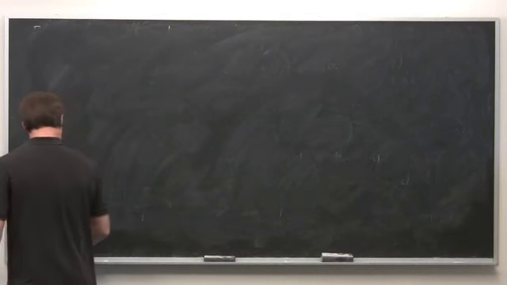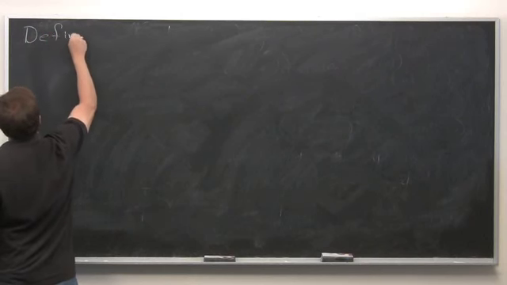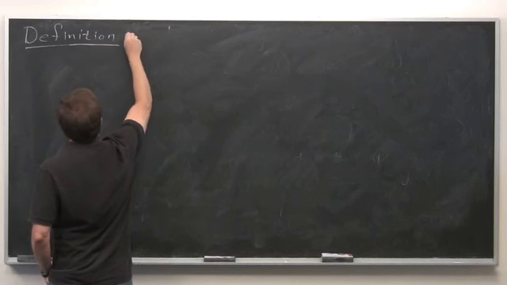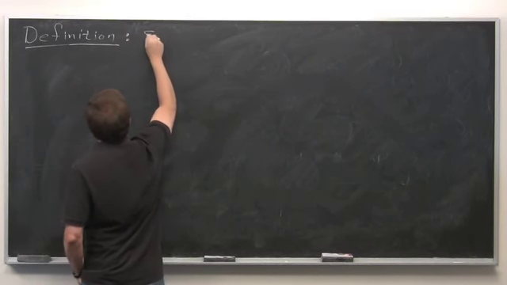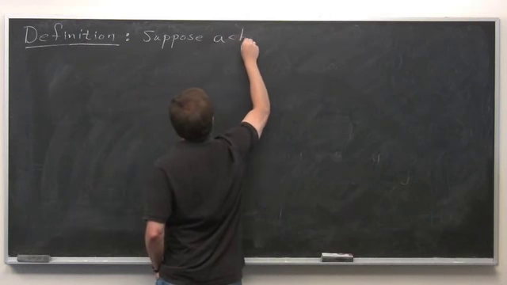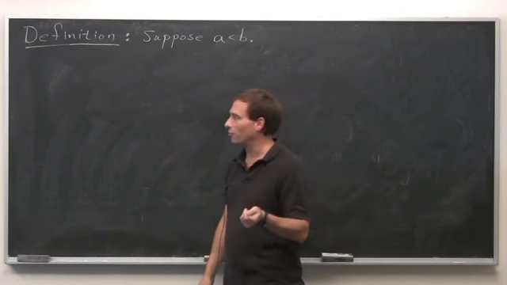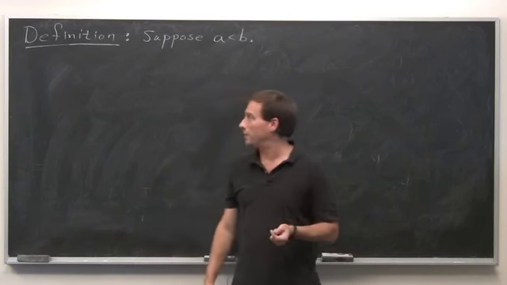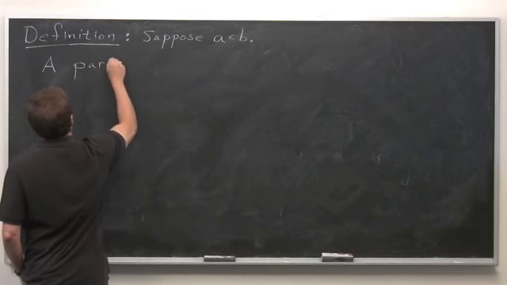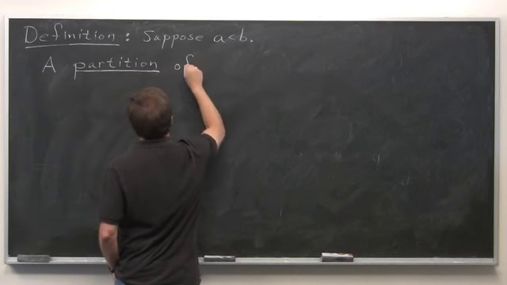So we have to define a bunch of things now. It's kind of unavoidable. It'll help us later. So, definition. Suppose we have two numbers, a and b, a is less than b. We're going to look at the interval from a to b, and we want to talk about chopping it up into subintervals. So a partition of the interval from a to b.